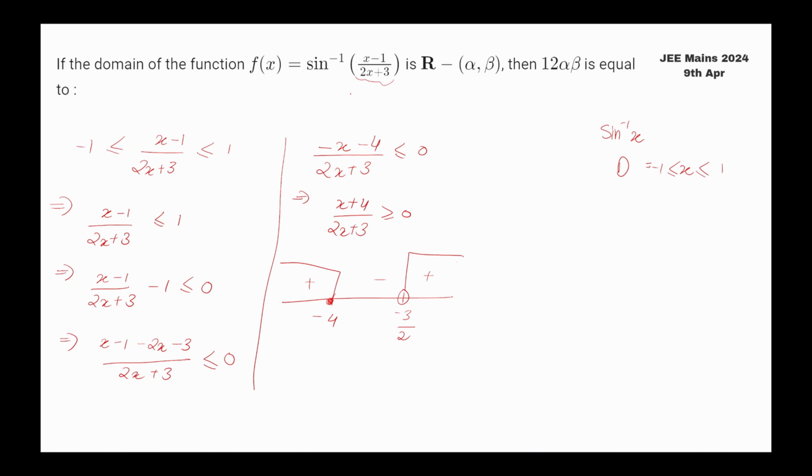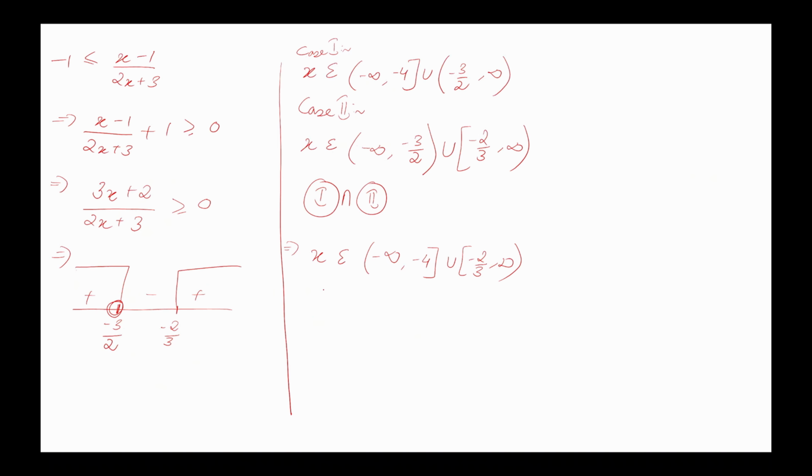So now they've told us that this intersection is nothing but R minus (alpha, beta). So how can I replace this entire equation in this format? So it would become R minus of (minus 4, minus 2 by 3).